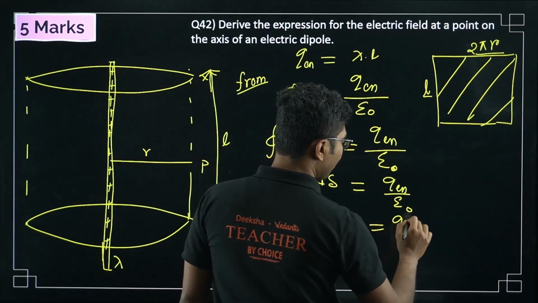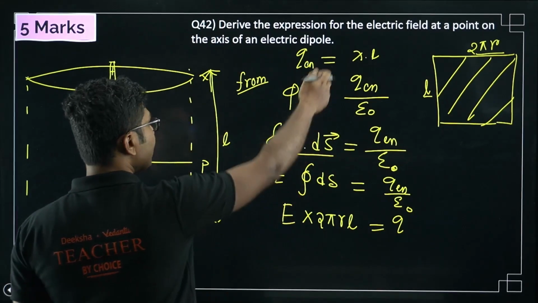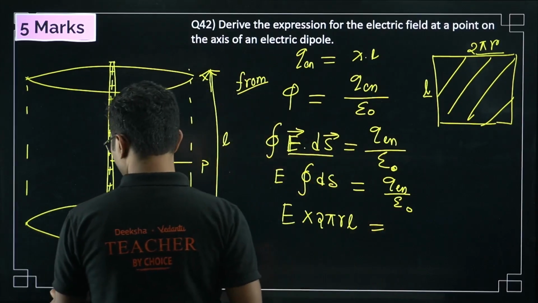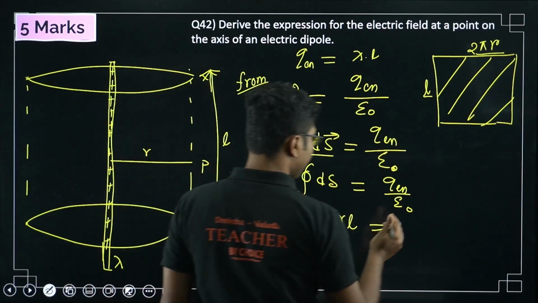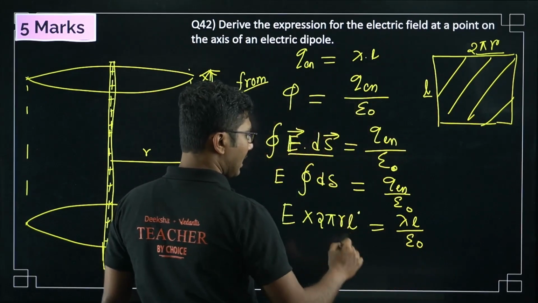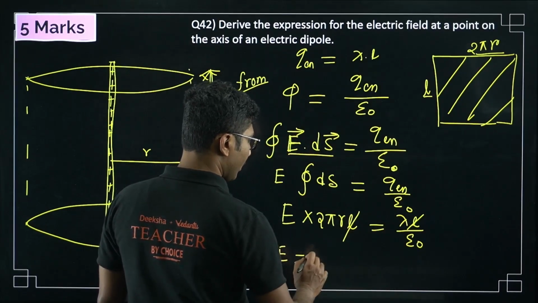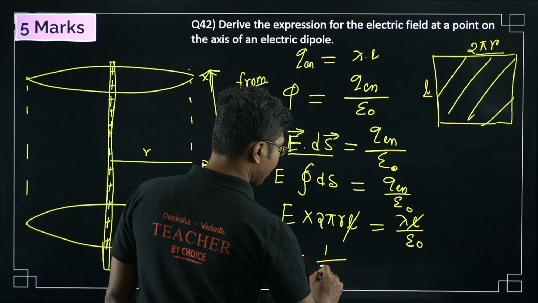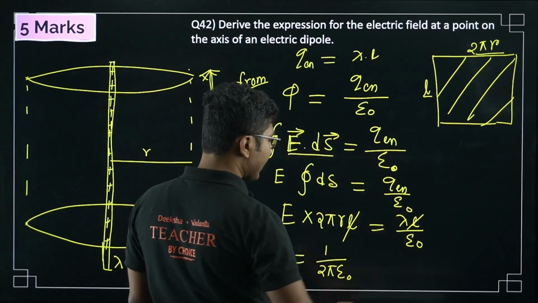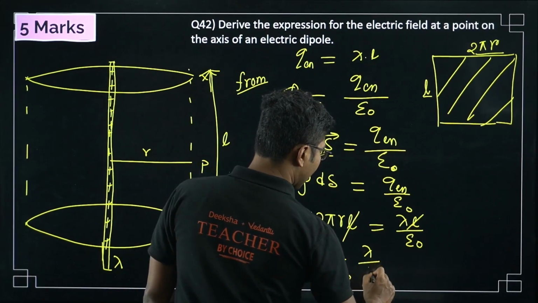So that will be Q. And what is Qn now? We can put the value of Qn as well. Qn, if you see, the Qn value is given here, lambda L. So we will put that value over here. So it will be lambda L by epsilon naught. Now L will cancel from both sides. So we get E equals 1 by, now we have to rearrange it a little bit, 2 pi epsilon naught. If you don't want to do it in one step, you can use one more step, into lambda by r.